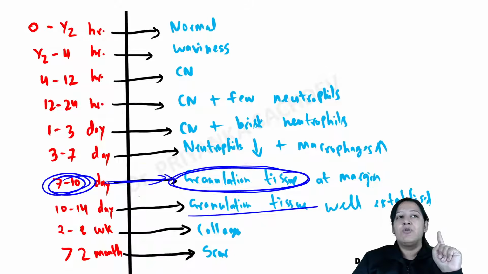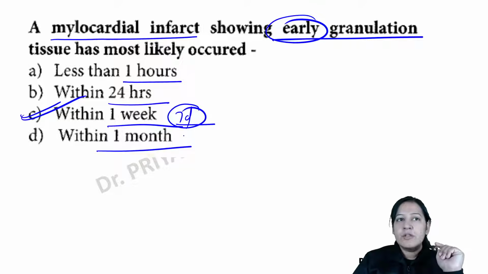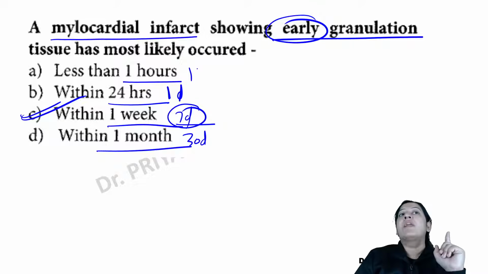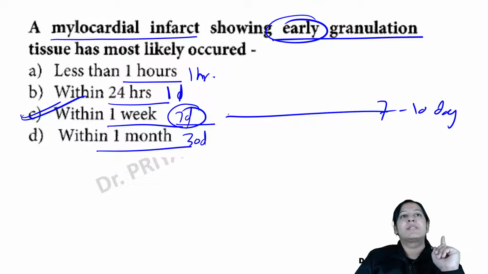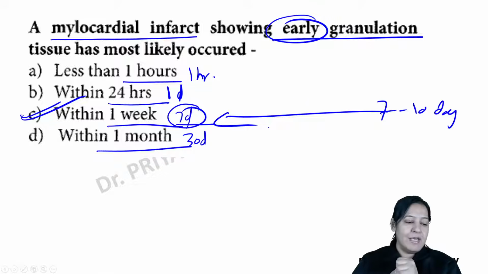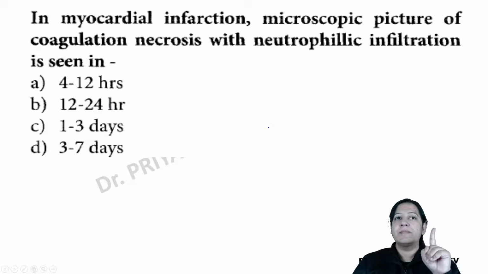एग्जैक्ट आंसर है 7 to 10, लेकिन 7 to 10 नहीं है ऑप्शन में, तो I will go with 7 only. 7 day, ये तो 30 day हो गया, ये आपका 24 hour यानी 1 day हो गया, और ये तो 1 hour हो गया. So the closest to 7 to 10 days is this. So the correct answer here is C. Give me a thumbs up. No, Welcome Singh, the correct answer is not B, it is C. Have you got it? Give me a thumbs up. So that is the thing.